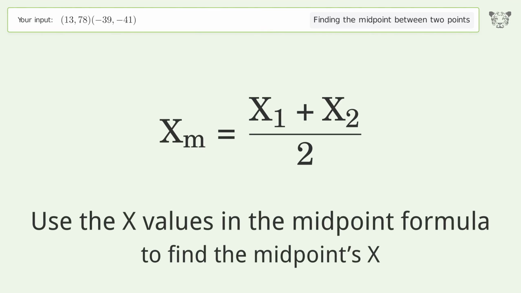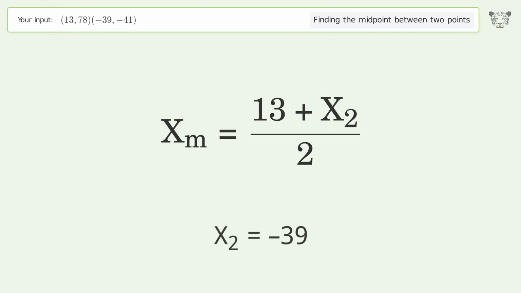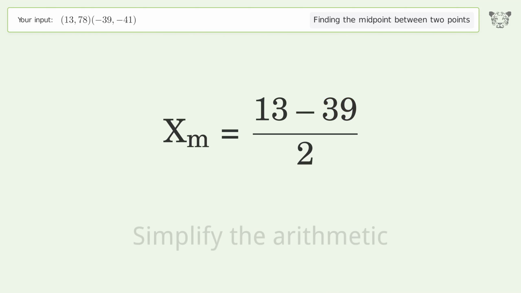Use the x values in the midpoint formula to find the midpoint's x. x1 equals 13. x2 equals -39. Simplify the arithmetic.